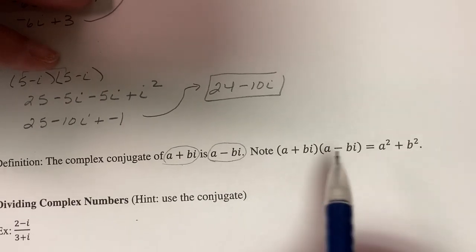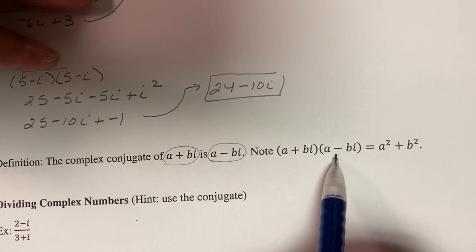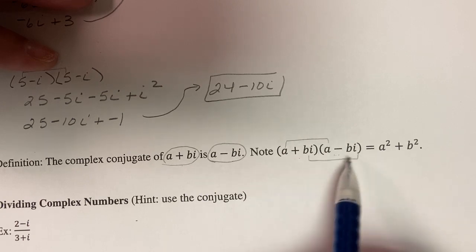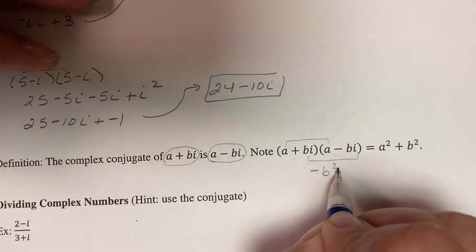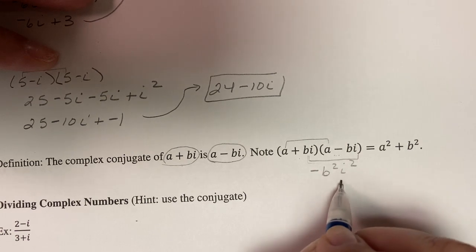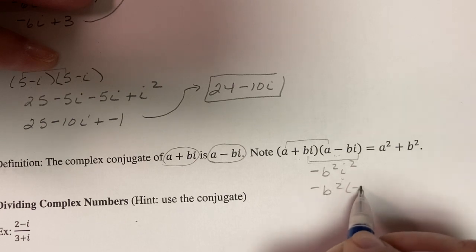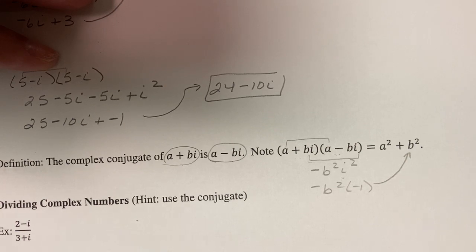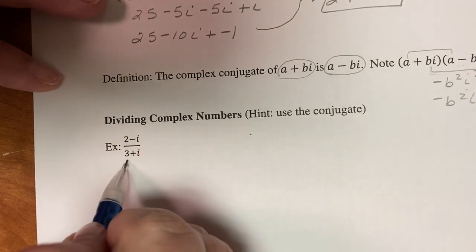And just a quick note, don't forget that if you multiply two binomials, in this case they happen to be complex numbers, you just have to FLA. So what happens when you do this is you get negative b squared i squared. But remembering that i squared is negative 1, you get negative b squared times negative 1. That's why that is a plus b squared. So let's go ahead and do this. We can't have an i in the basement.